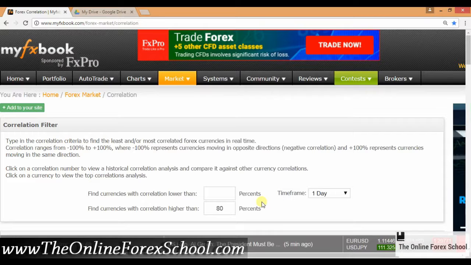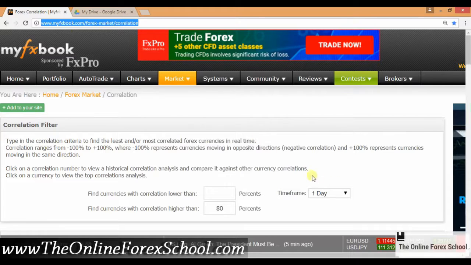The web page that I use to check the currency correlations is the one here on top. As you can see, myfxbook.com/forex-market/correlation, and that's the one that you want to be searching for.